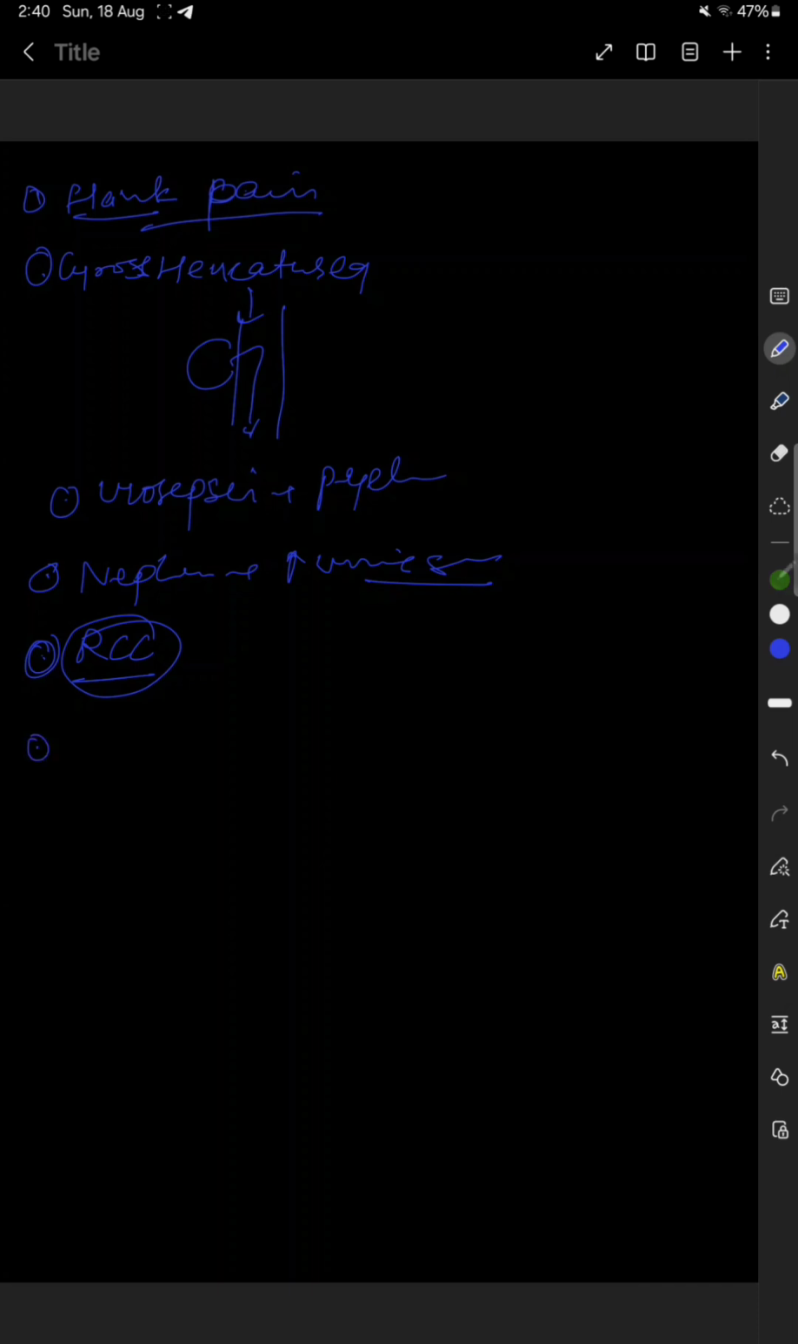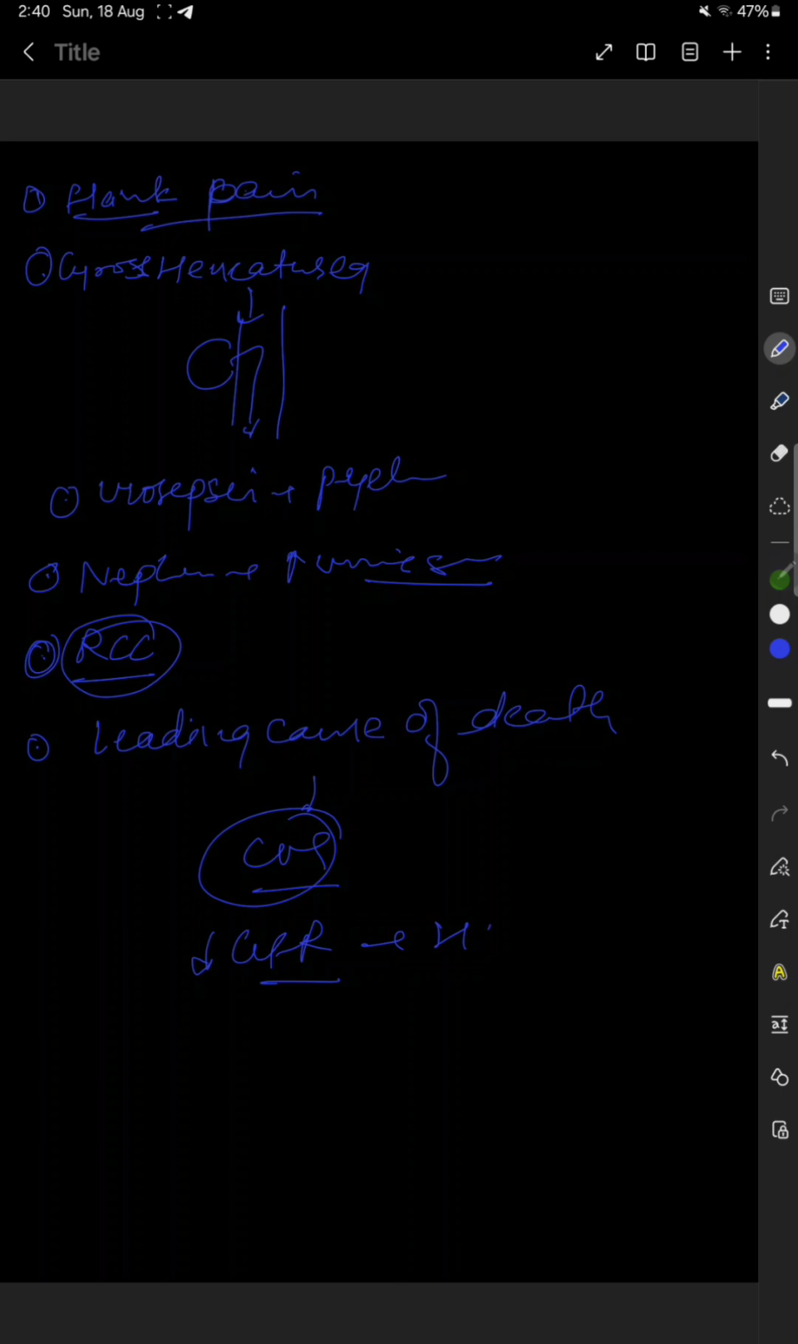What is the leading cause of death in autosomal dominant polycystic kidney disease? The leading cause of death is cardiovascular conditions: decreased GFR leads to hypertension, which leads to cardiovascular events. The second is sepsis. When GFR decreases to less than 15 ml per minute per 1.73 meter square, we have to consider an allogeneic kidney transplant. We will discuss this in the treatment part later.